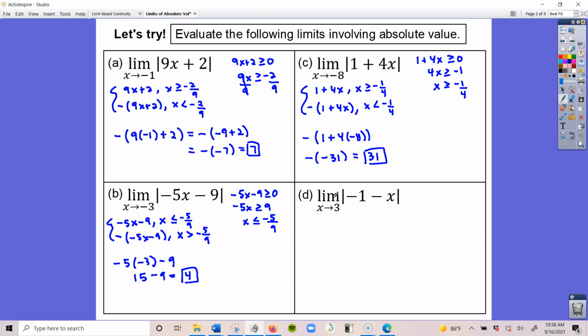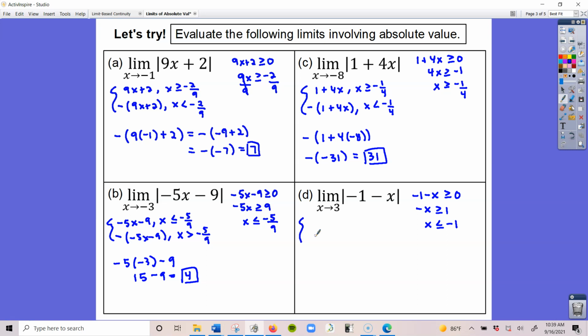Our last one here, we have the limit as x is approaching 3. So we're going to do the same thing here. Let's find our first inequality. We make this greater than or equal to 0. Now you can add the x or you can add the 1 and then divide. That's up to you. I'm going to add the 1. So negative x is greater than or equal to 1. And then I'm going to divide by negative 1, which will also switch my inequality symbol.